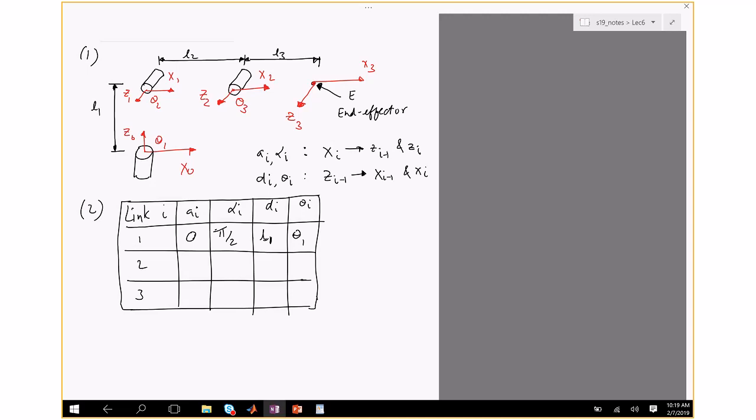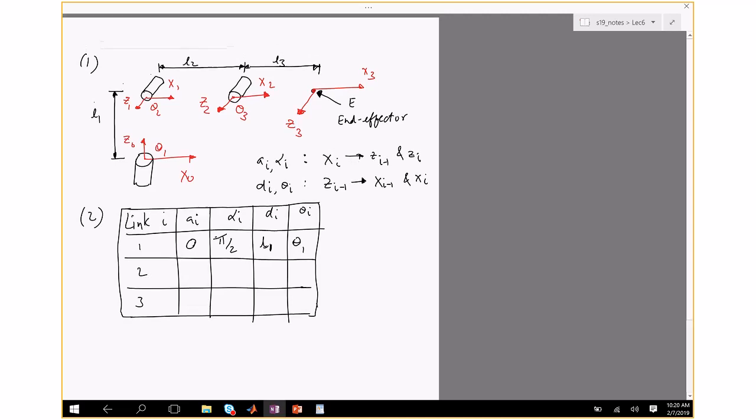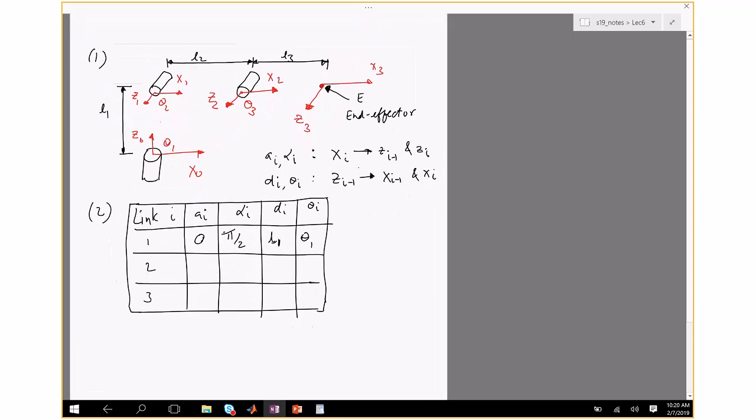Okay. So it's really doing this very slowly. I would speed up a little bit now and finish the last two lines. Next we go to 2. So I put i equals 2 in the first line. So distance between z1 and z2 along x2.